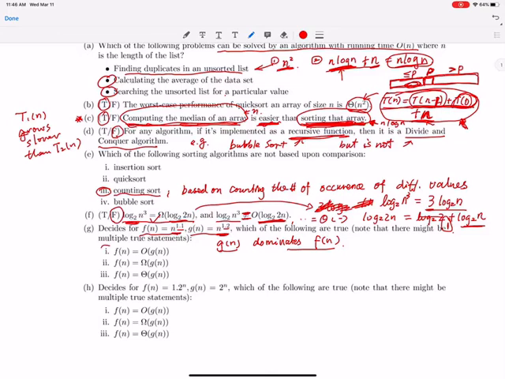f of n grows no faster than g of n, and on the other hand, we don't have the reverse. g of n grows faster than f of n, which is equivalent to saying f of n is big O of g of n, but not the reverse. The converse is not true, so only this one is true.